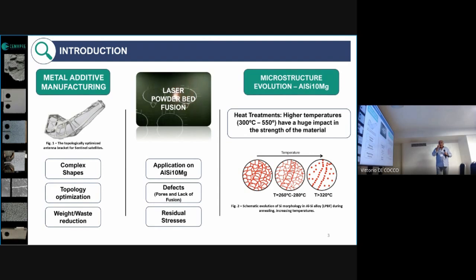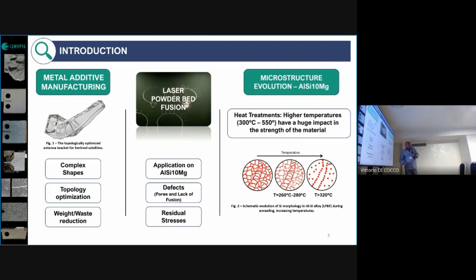Typically, the laser powder bed fusion technique is applied to the alloys aluminium, silicon, tin, magnesium alloy. Of course, as with all manufactured pieces, we have some defects, like lack of fusion, and in this case, we also have, as we will see, important residual stresses.